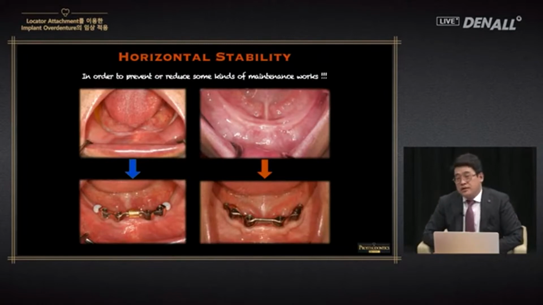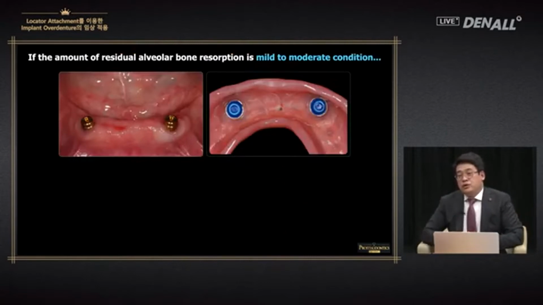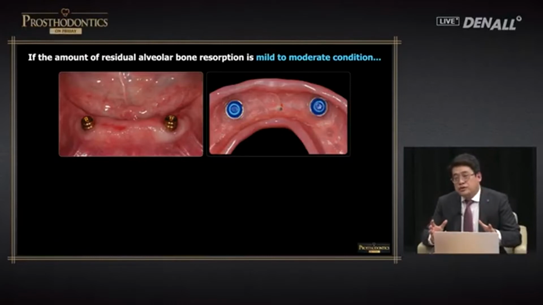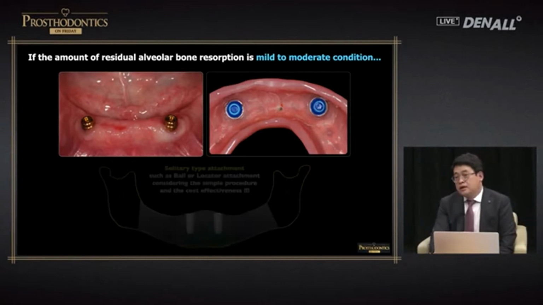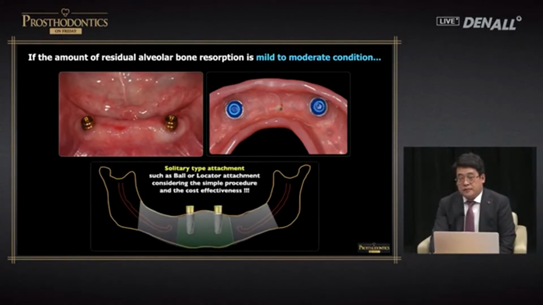Therefore, personally, when I come across a patient with a severely resorbed mandibular bone, when I do an overdenture, even if it is complicated, I choose the bar type. If there is a mild or moderate level of alveolar bone resorption in the anterior area, there's a bit of bone, and therefore when we apply the attachment, you can provide horizontal stability on the full denture. In those cases, I use solitary type attachments.